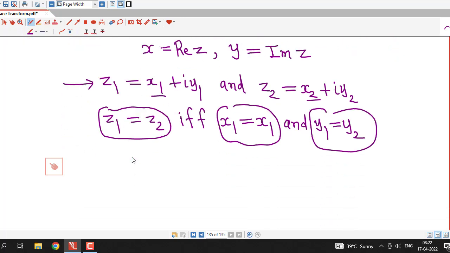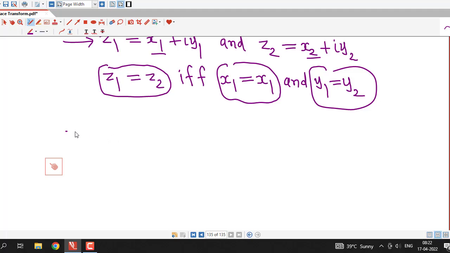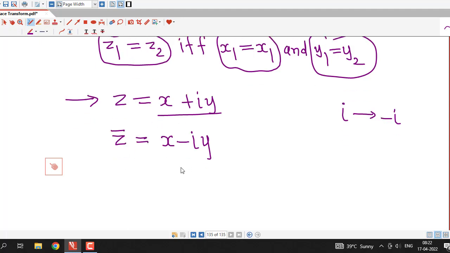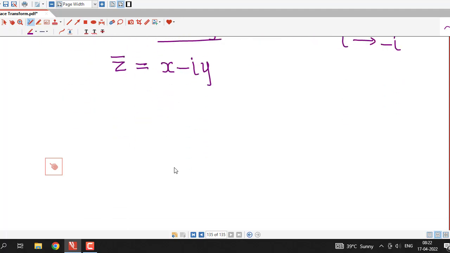So this will be required, and we also require the definition of conjugate. If z is given by x plus iy, then conjugate of z is obtained by replacing i by minus i in this complex number x plus iy. If we replace i by minus i, we will obtain x minus iy. So this x minus iy is called conjugate of the complex number z, and it is denoted by z bar.